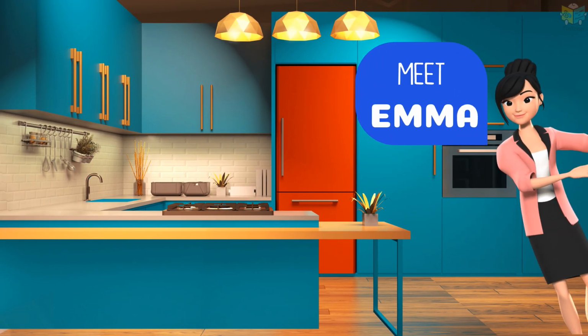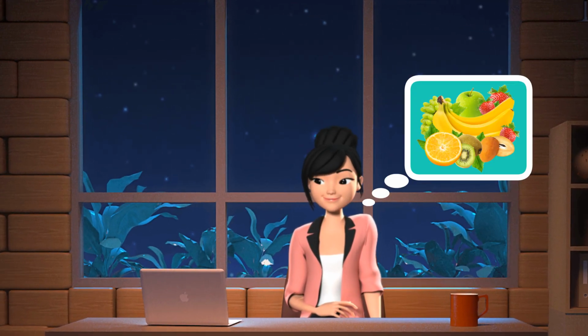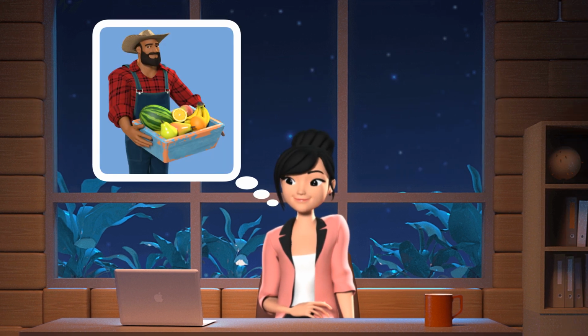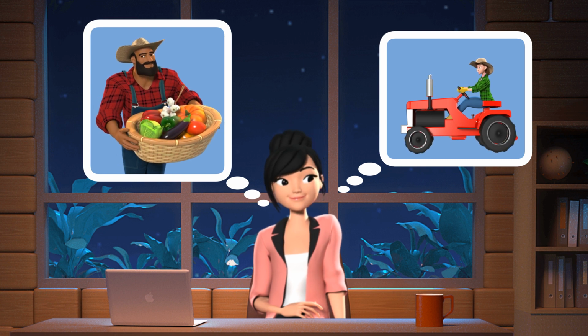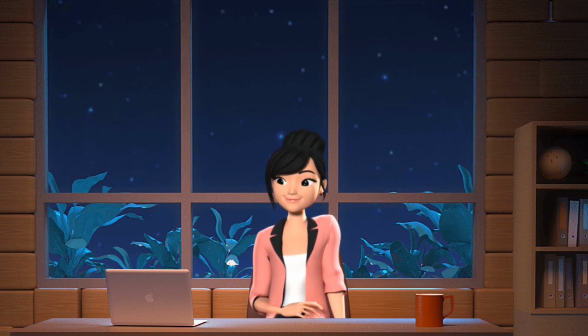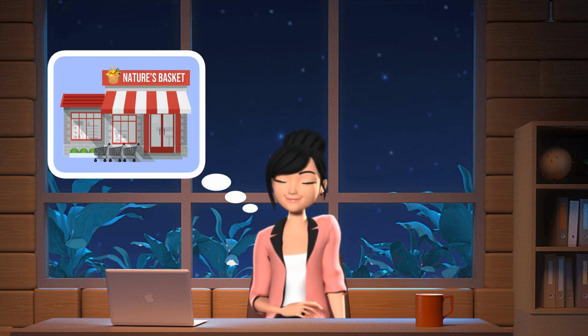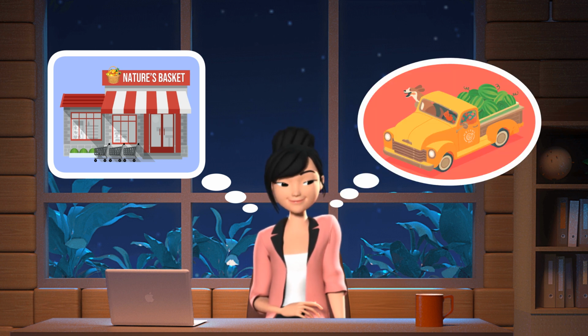This is Emma, and she is interested to start a business of selling fruits and vegetables. She has a wide network of friends and relatives who grow fruits and vegetables in their orchards and farms, and she will be able to procure a variety of products from them. She will set up a small shop in the neighborhood for operations and will buy one pickup truck for transportation.